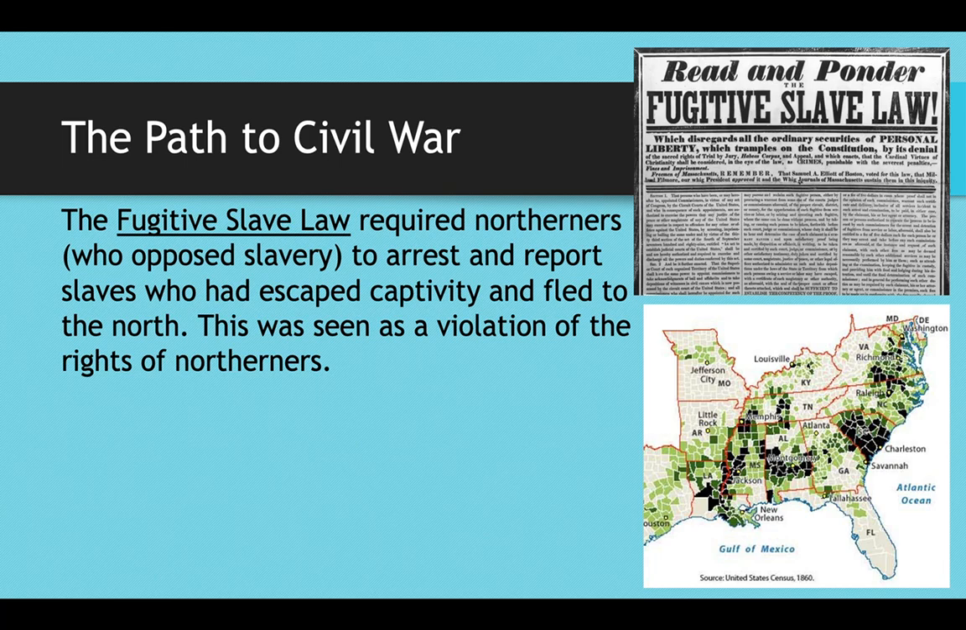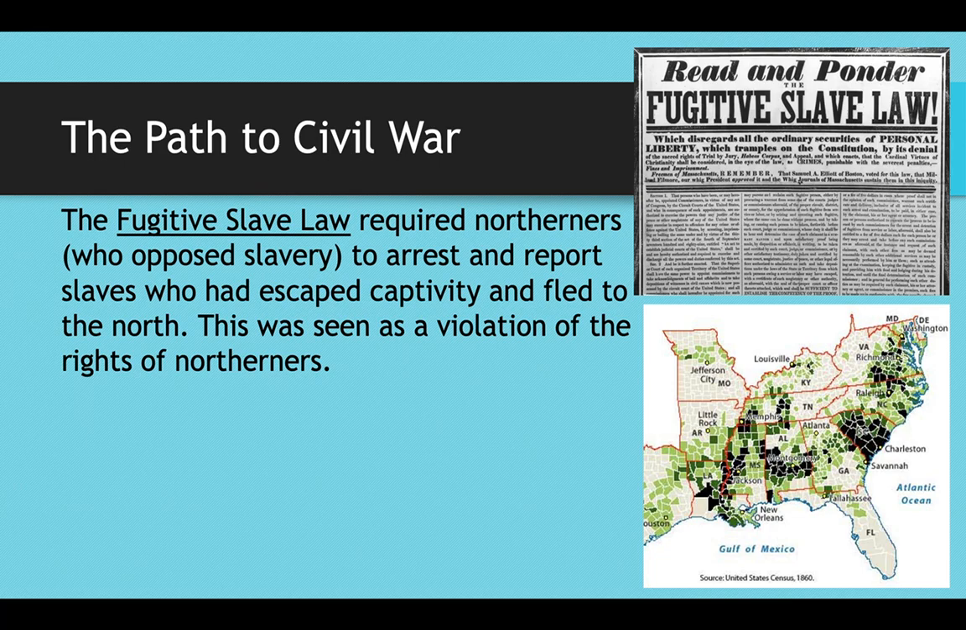The Fugitive Slave Law is what moved many Northerners to see slavery not as a faraway issue that doesn't affect them, but something that is really tearing at the heart of their way of life as well. And this law required Northerners who opposed slavery to arrest and report slaves who had escaped captivity and fled to the North.